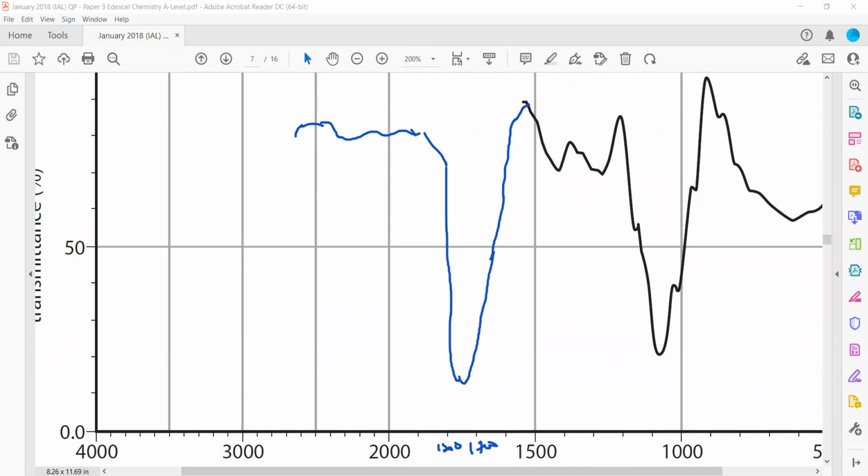So how to represent a weak absorption? The one which absorbs more will have a greater depth, like strong absorption, greater depth. Weak absorption, smaller depth. So this is how we complete the IR spectrum of this aldehyde. Is this question clear?